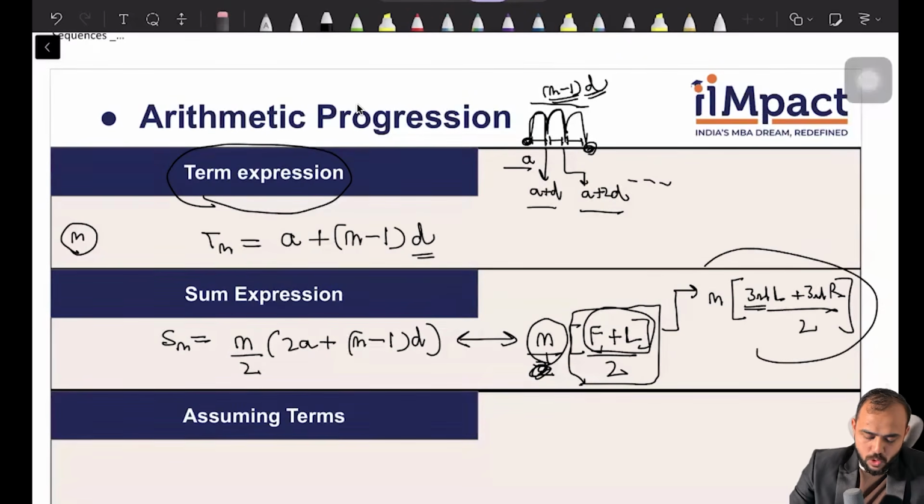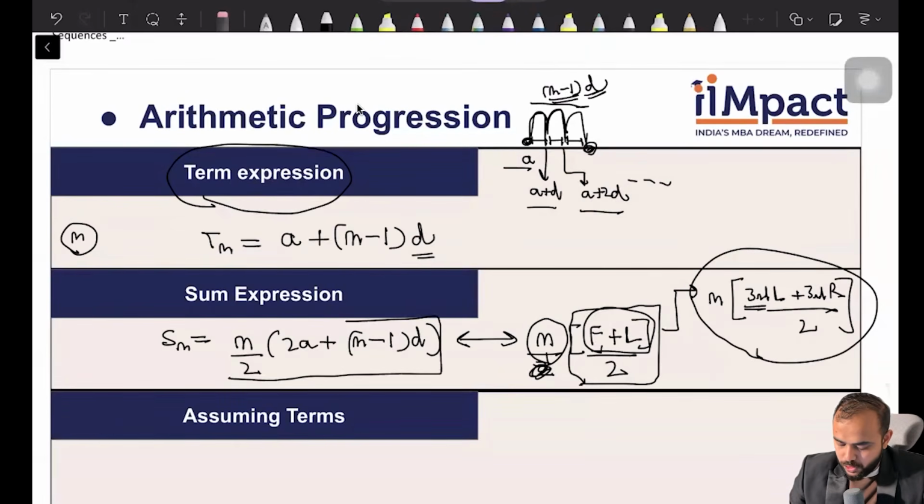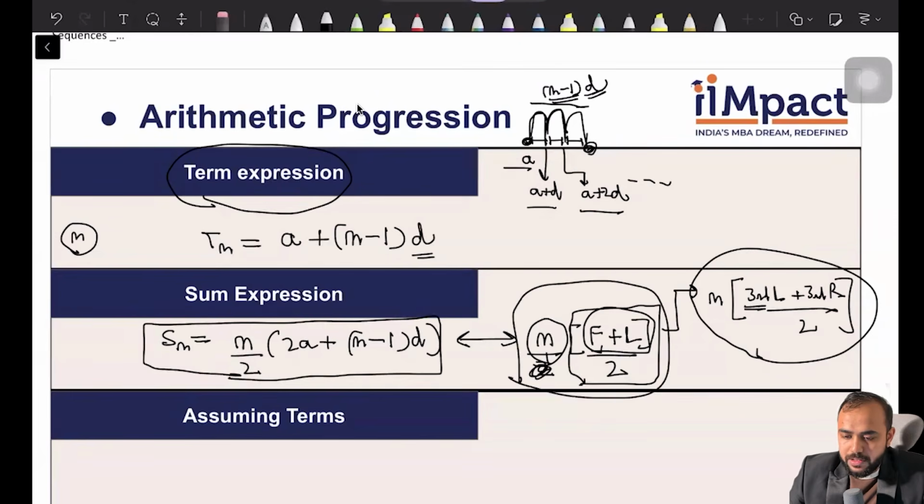This one honestly is not that much required. Your main formula is going to be this one, and this one is a good trick to reduce your calculations, because if you do get your first and last term, you do look at a situation where a and d is something you might not even have to solve for.